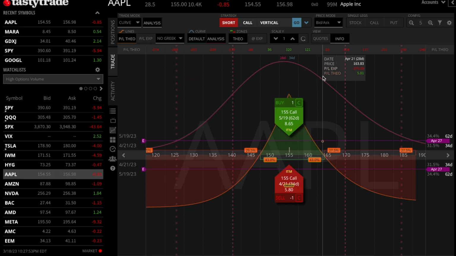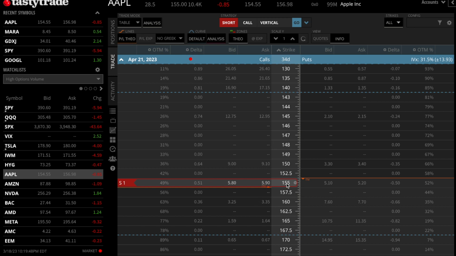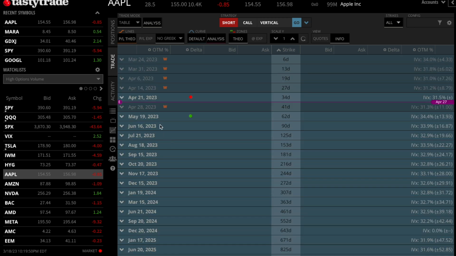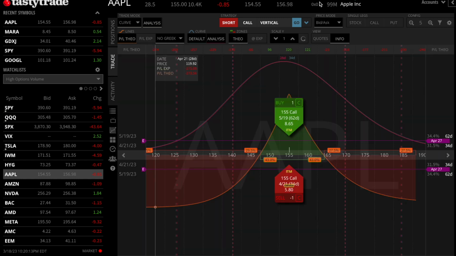Okay, so real quick, I switched over to the Tasty Trade platform because I want to show you the effects of volatility on the P&L diagram, which I cannot show you in Robinhood. So this strategy is the same one we had on Robinhood. I have the April 21st 155 calls that I'm selling with the May 155 calls that I'm buying. Let's go to the analysis page. All right, so let's start changing up the volatilities and some timing.